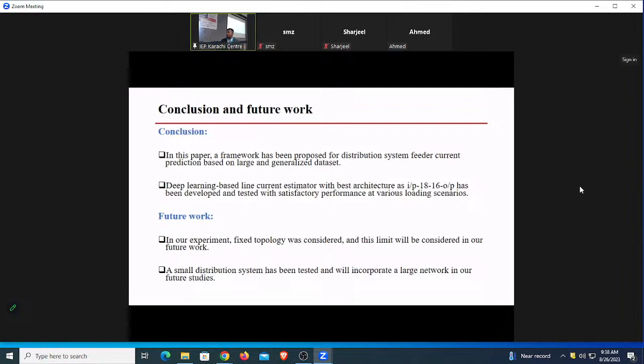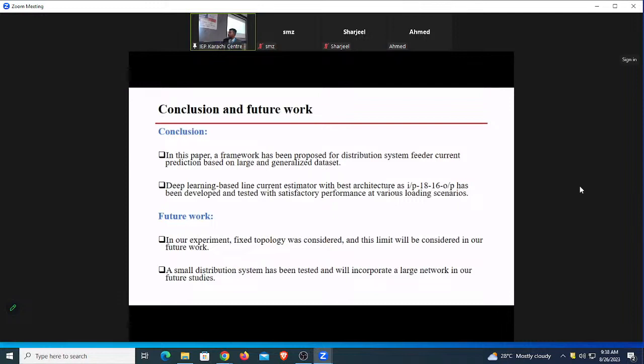Satisfactory means we have generated our data set, though we have limitations of our computational resources. So the mean square error we have achieved almost tends to 0, equal to 0. It means this is satisfactory performance.